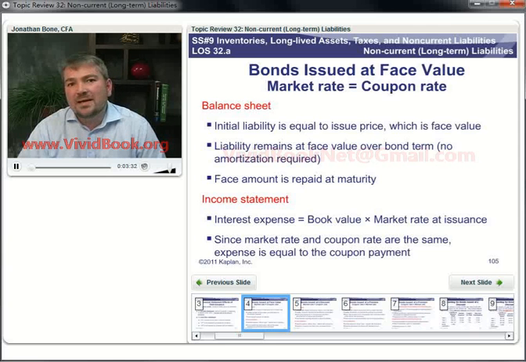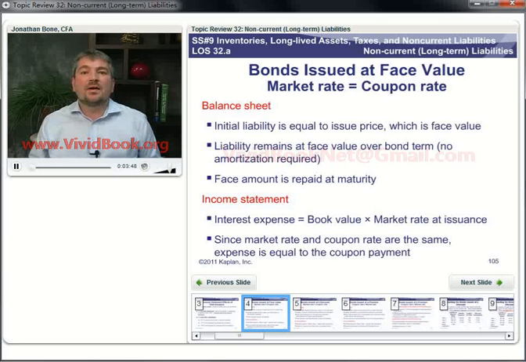It also means in our income statement that the interest expense, which would be opening liability times market rate at issuance, is exactly the same as the coupon, because the market rate at issuance is the same as the coupon rate. Okay, so our interest expense would equal the coupon if a bond was issued at par value at initiation.